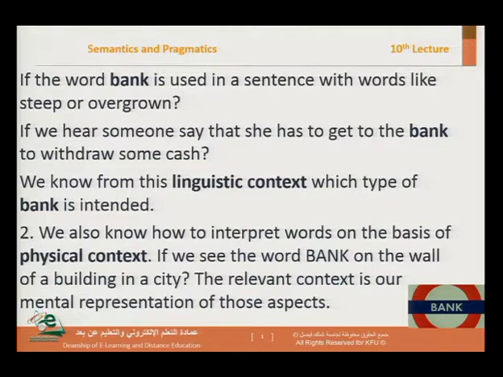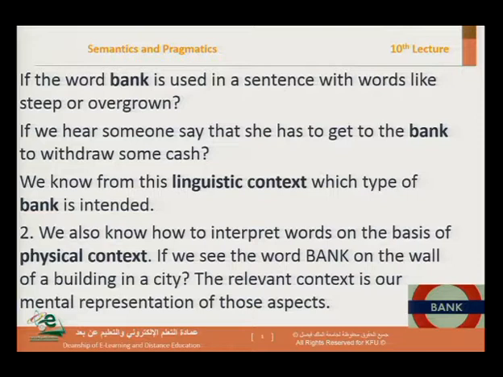But on the other hand, if I hear someone say, I need to cash this check, or I need to withdraw some cash from the bank, it would be easy for me to understand that the bank here is not the bank of the river, but the financial institute. So just from the linguistic context, we can guess, understand and interpret the meaning of a word.